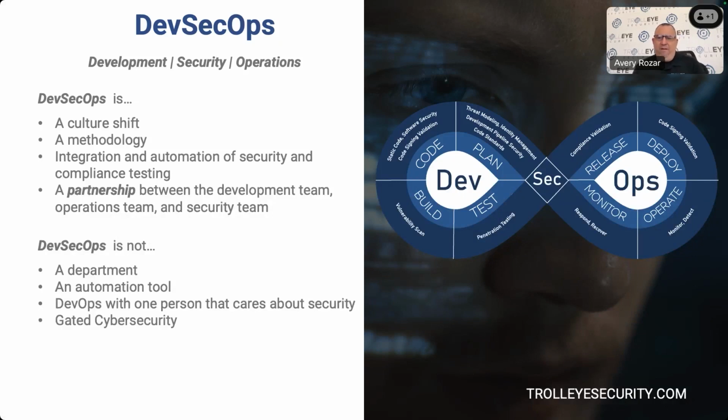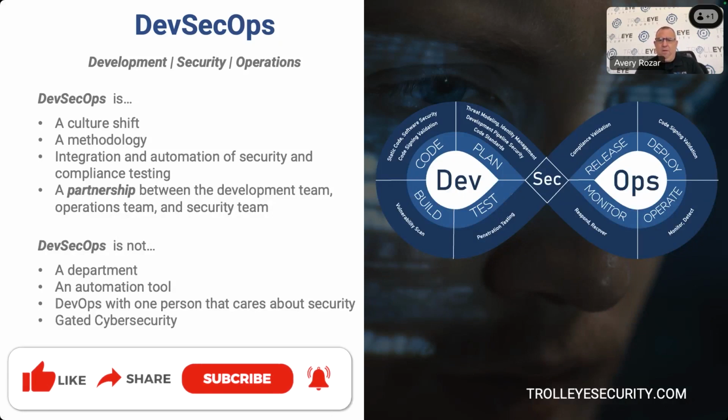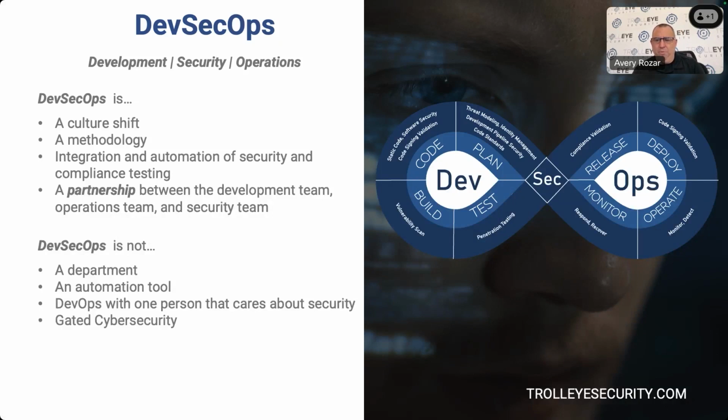So what is DevSecOps? Well, DevSecOps is basically a culture shift. It's a methodology. It's integration and automation throughout the whole life cycle of the application. And most importantly, it's a partnership between the development team, the operations team, and the cybersecurity team. When you have gated cybersecurity, it really hinders the agility and it's incompatible with traditional DevOps workflows.